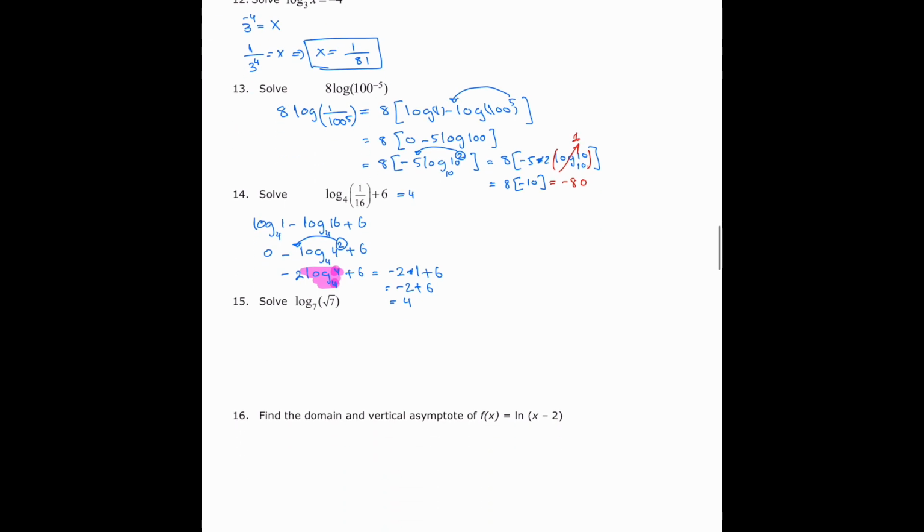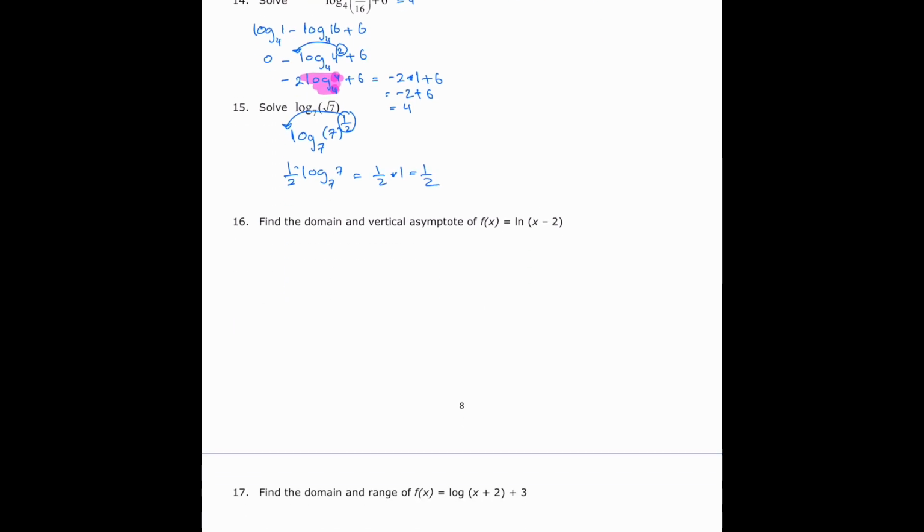Log base 7 of square root of 7. This is log base 7 of 7 to the 1/2. And then we're going to bring the power down. It's going to be 1/2 log base 7 of 7, which is equal to 1/2 times 1, which is 1/2.